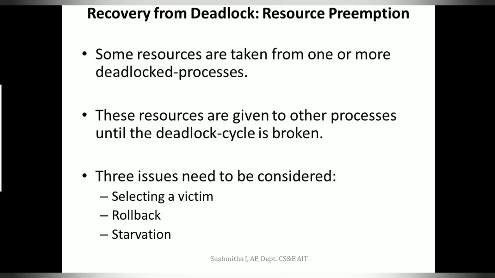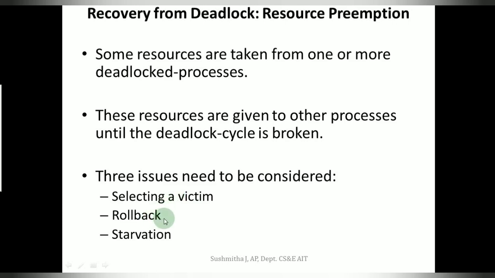But this mechanism also comes with certain issues. When I say we are preempting the resources from a process, which process's resources should be preempted? That is selecting the victim process. Selecting the victim process should not be too much of an overhead. I should not be wasting too much time in selecting the victim itself, or using complicated algorithms to select the victim.